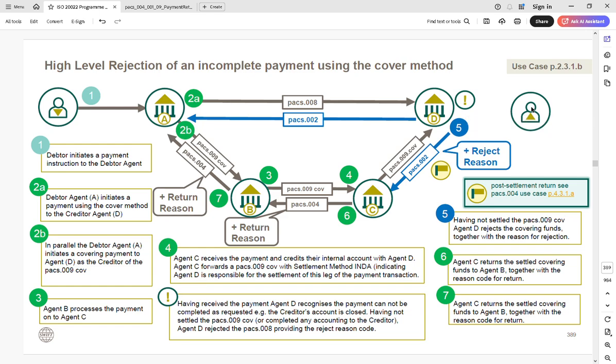So this is the ideal example of PACS.009 cover method, which we are going to see, I think, in the session after tomorrow. Okay, so payment is getting settled at the creditor agent, which is PACS.009 cover. But the example is same. It will be repeating the same example here. In this case, payment has been rejected, but next case, payment has been accepted. Okay, so this is your high level flow of your cover method.